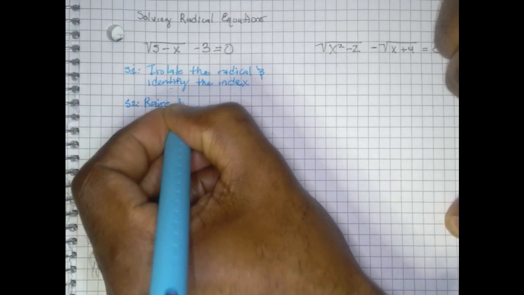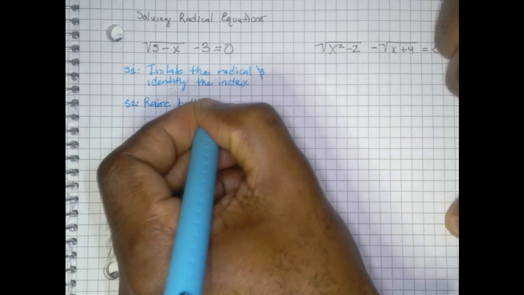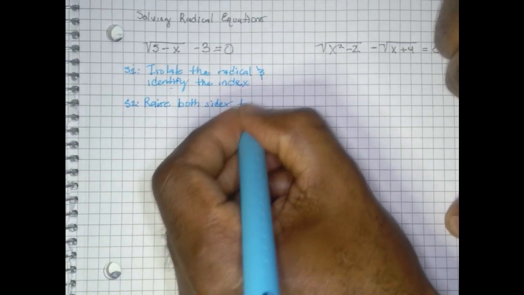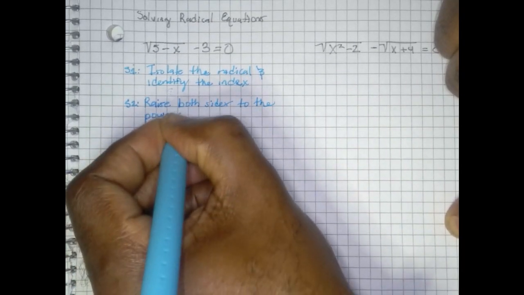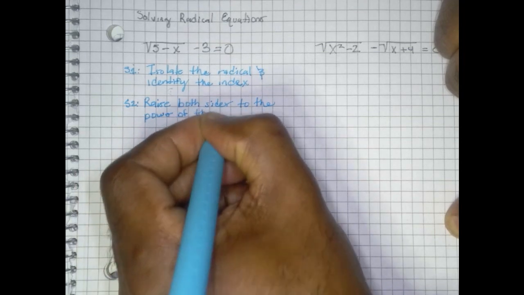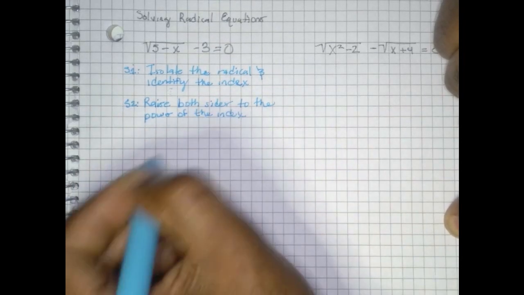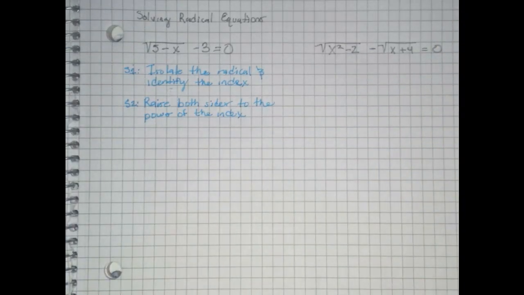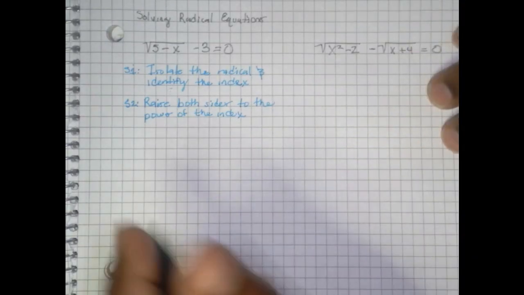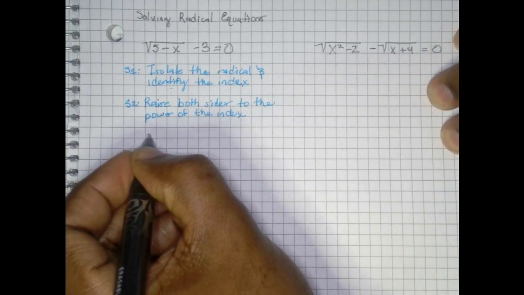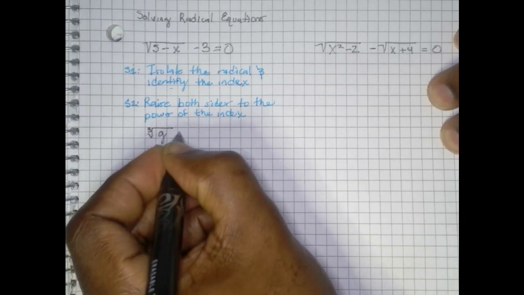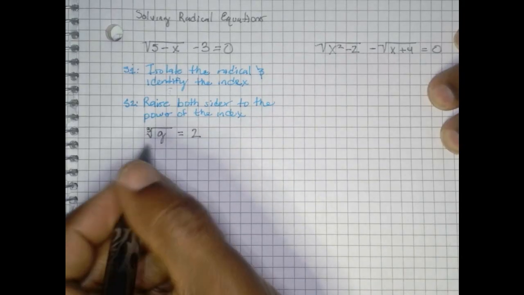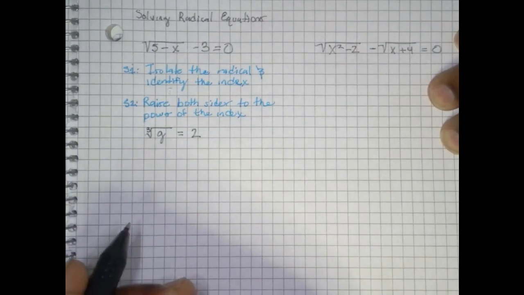Step 2. Raise both sides to the power of the index. All right, let me explain. If you have a problem and you got down to the part where you have the radical on one side and everything else on the other side, for instance, this is the cube root of, let's say, g is equal to 2. All right, you got it down to radical on one side, everybody else on the other side.